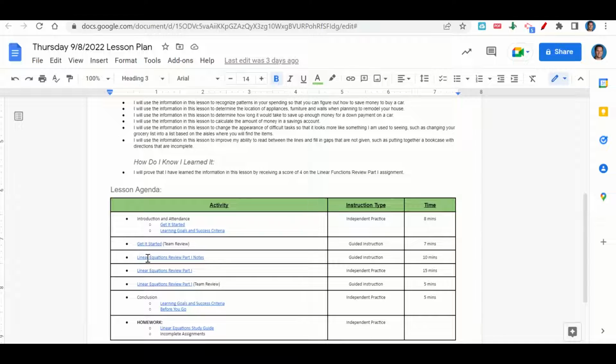After that, we'll go over the Linear Equations Review Part 1 notes, and then I'll give you time to complete the Linear Equations Review Part 1 assignment. Once you've completed the assignment, we'll go back over it together and answer any questions that you may have. At the end of class, we'll go back over our learning goals and success criteria while you fill out your Before You Go. Your only homework for tonight is to continue working on the Linear Equations Study Guide and any incomplete assignments that you may have.